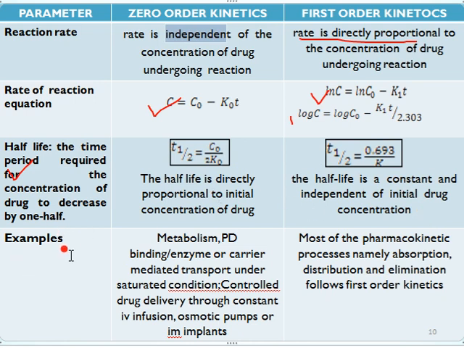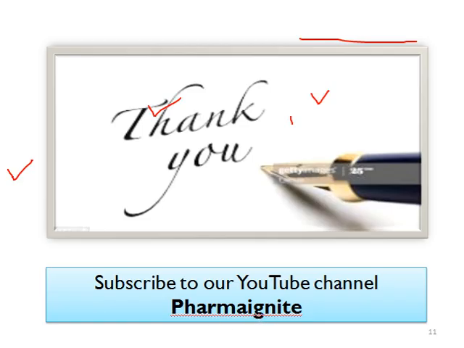Examples of zero order kinetics are metabolism, protein drug binding, enzyme or carrier mediated transport under saturated conditions, or controlled drug delivery through constant IV infusion, osmotic pumps or intramuscular implants. Most of the pharmacokinetic processes, namely absorption, distribution and elimination, follows first order kinetics. So I hope that you all are clear regarding the basics of pharmacokinetics, which will be helpful to you in further understanding the different pharmacokinetic models.